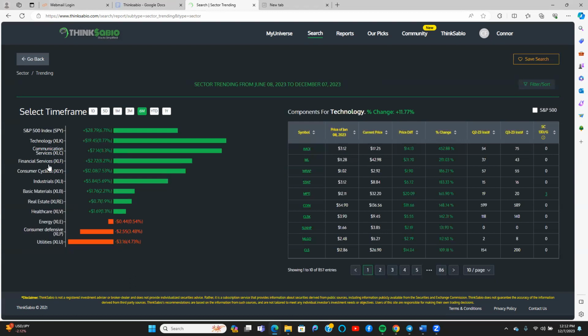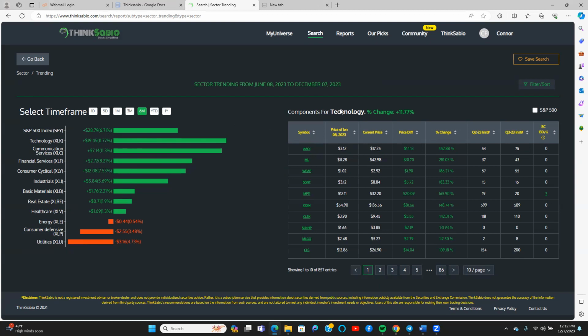You have technology, communication services, financial services. These ones are growing faster than the stock market as a whole. But then you have ones like basic materials, real estate, and healthcare that are growing slower than the stock market. And then you have ones like energy, consumer defensive, and utilities that are seeing decreases. So that helps you look at how each sector is performing relative to the market as a whole. So that's this table to the left.